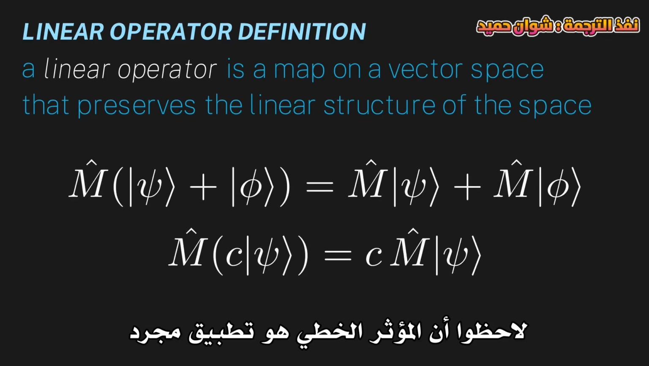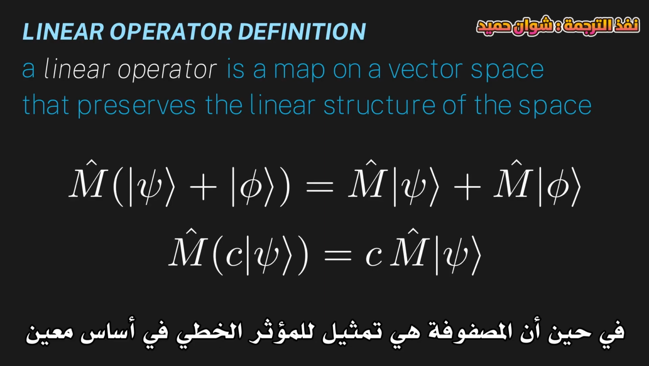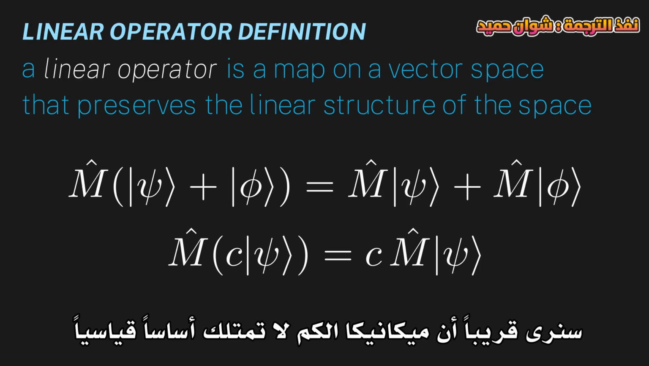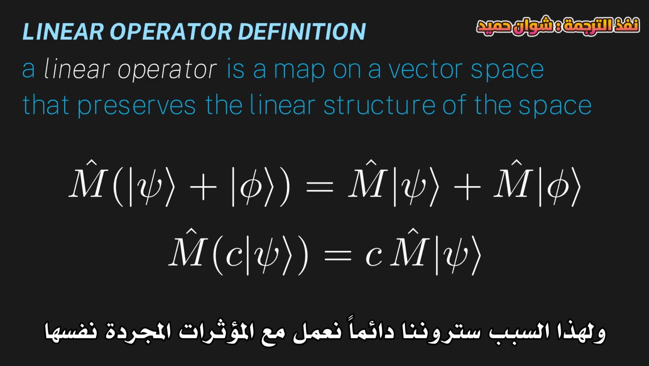Note that a linear operator is an abstract map, while a matrix is a representation of a linear operator in a particular basis. We'll see in a bit that quantum mechanics has no standard basis, so that's why you almost always see us working with the abstract operators themselves.